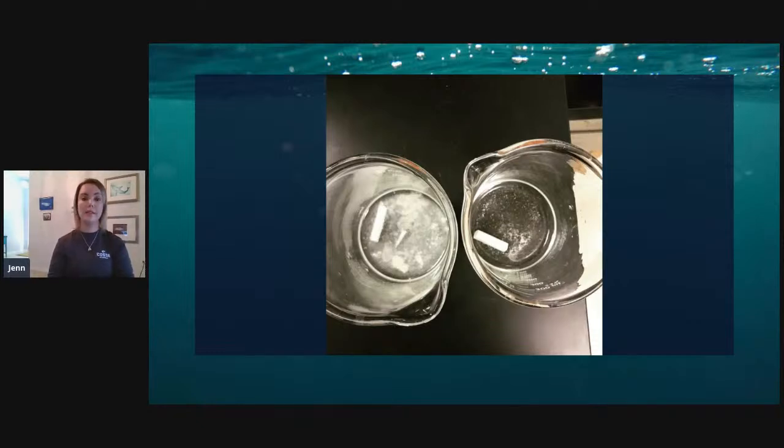But then on the left hand side, you can see the results on that piece of chalk 2 weeks after having this CO2 absorb into the seawater. Chalk is calcium carbonate, which is the same thing as the shells on our sea creatures and also on the corals. So on the left, you can see a huge crumbling of that chalk.